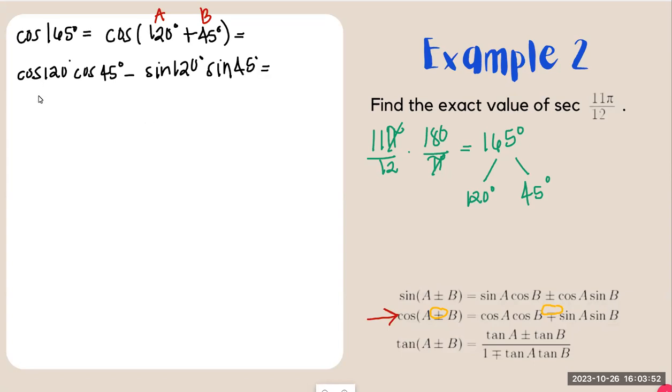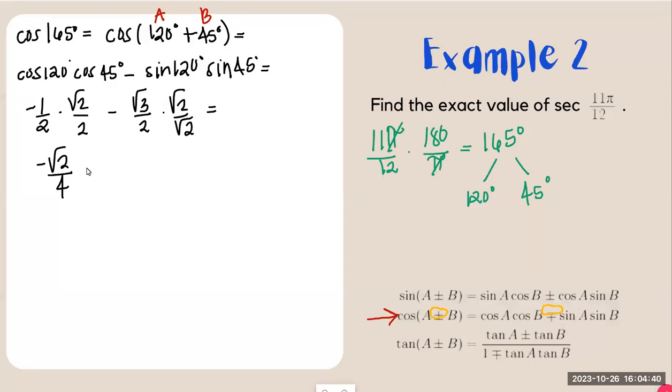Now we're going to find these values from the unit circle. The cosine of 120 is negative 1/2. The cosine of 45 is square root of 2 over 2. Sine of 120 is positive square root of 3 over 2. And the sine of 45. From here, again, order of operations, we're going to multiply. We have the negative square root of 2 over 4 minus the square root of 6 over 4.